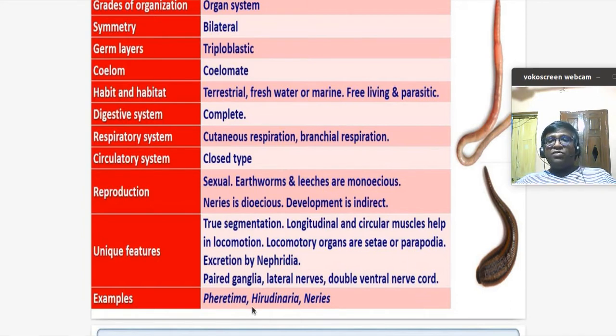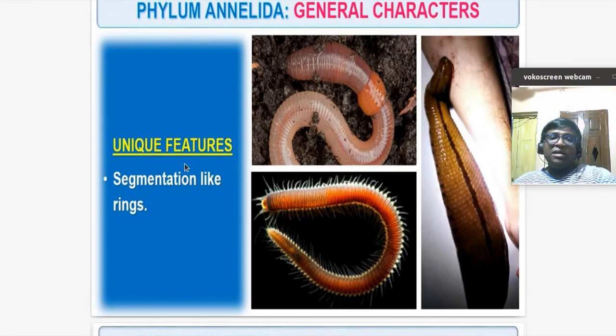So the examples for Annelida or segmented worms are Pheretima, that is the scientific name of earthworm. Hirudinaria is the scientific name of cattle leech. Nereis. So these are all the examples of the phylum Annelida. So the unique characters, segmentation, that is both internal and external segmentation, and the body parts are equally distributed in each and every segment. So you can notice the earthworm.